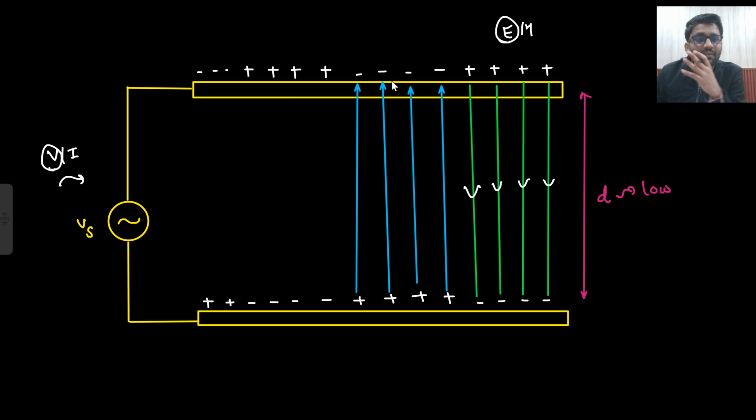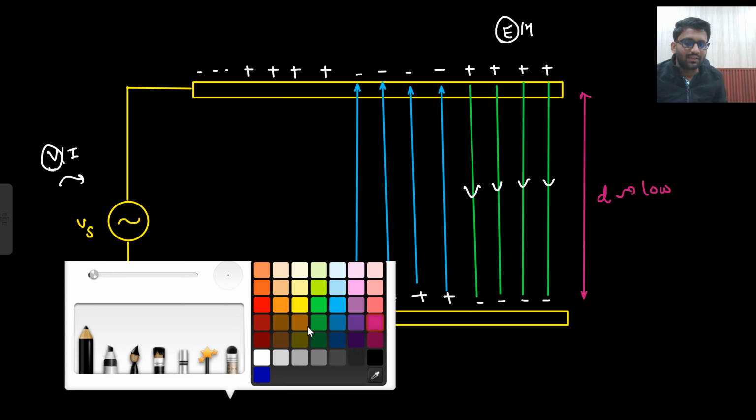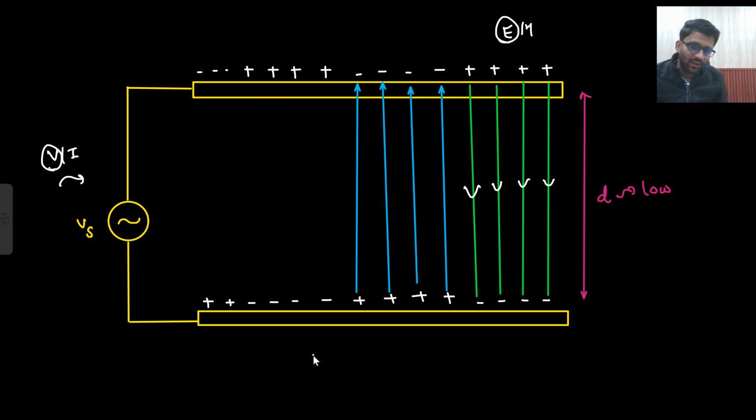So our target was that V or I should be converted into E and H. But we are not going to get net E. So net E here is 0. So we are not able to achieve our target.